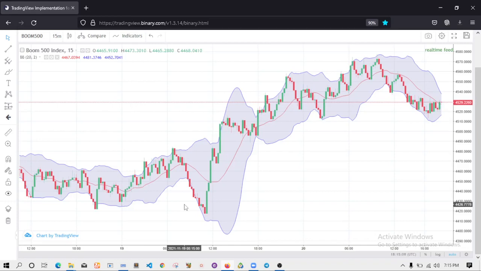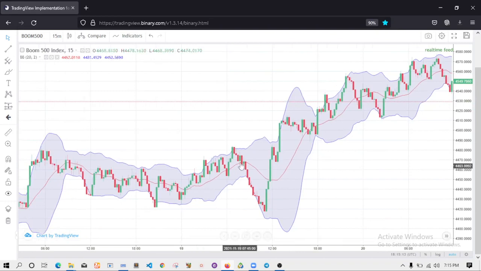Now what you need to do is, once the price starts compressing, get ready to either buy or sell. You are now looking for an opportunity to buy or sell. On Crash, you are looking for an opportunity to sell to catch a spike. On Boom, you are looking for an opportunity to buy. So now we are on Boom 500, so we are looking for an opportunity to buy.